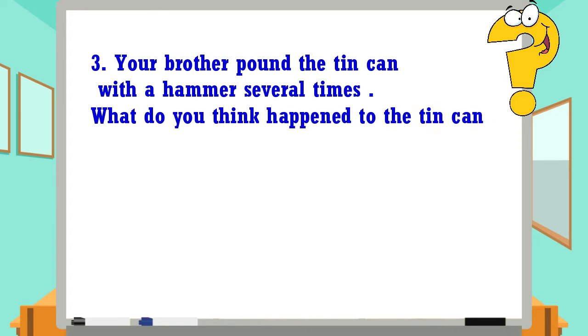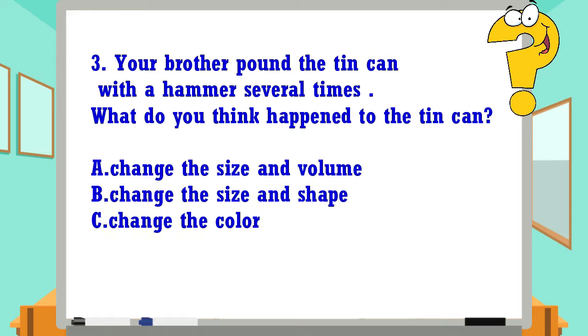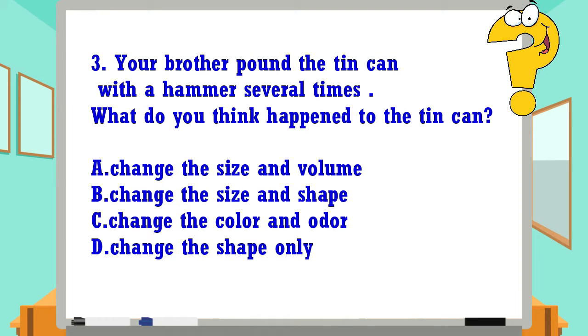Time is up! Let's proceed to question number 3. Your brother pounded the tin can with a hammer several times. What do you think happened to the tin can? A. Change the size and volume. B. Change the size and shape. C. Change the color and odor. Letter D. Change the shape only. Your timer starts now.